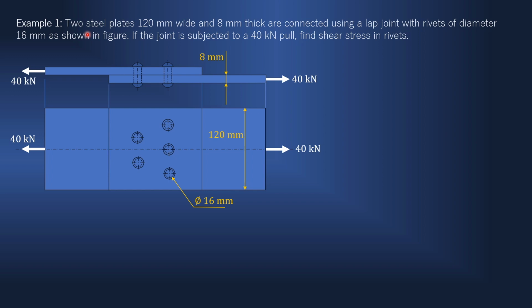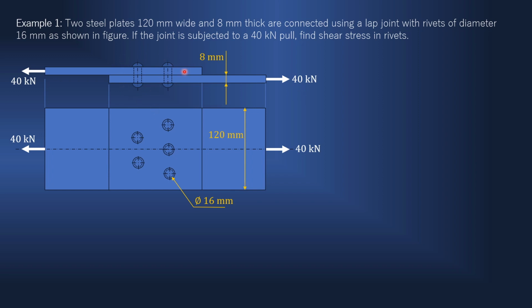Let's solve this problem. Two steel plates, 120 mm wide and 8 mm thick, are connected using a lap joint with rivets of diameter 16 mm as shown in the figure. So there are two plates. Here is the front view of the joint and here the top view of the two plates connected by 5 rivets. If the joint is subjected to a 40 kN pull, find the shear stress in the rivets. So this is how a pull type of force of 40 kN is applied on this joint.